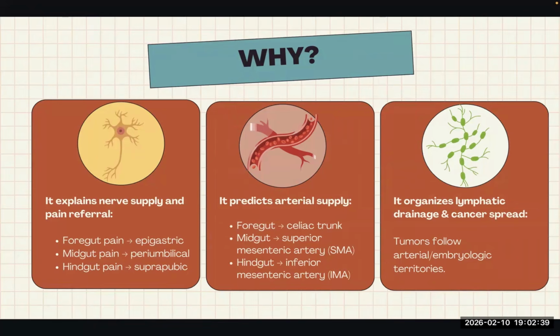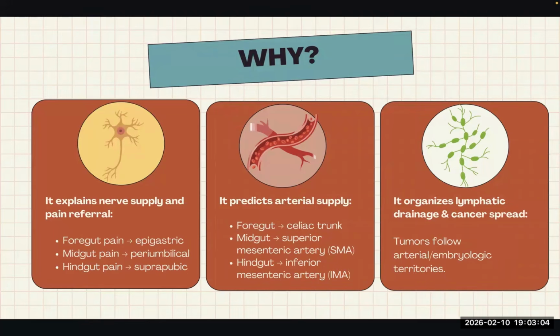And last but not least, it tells us about cancer metastasis and the lymphatics in general. So let's say a patient comes in with colon cancer in the ascending colon. Which lymph nodes are the surgeons going to remove? Is it the celiac? Is it the superior mesenteric? This division is going to help us identify that.